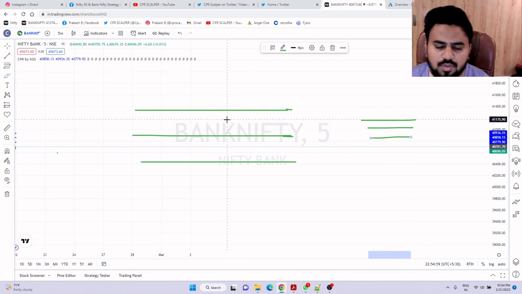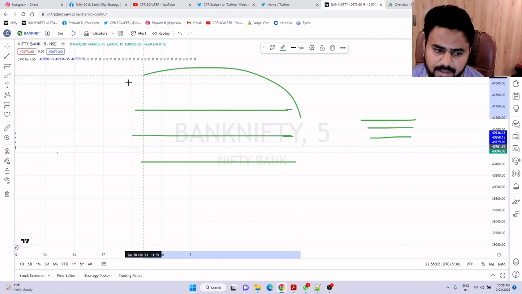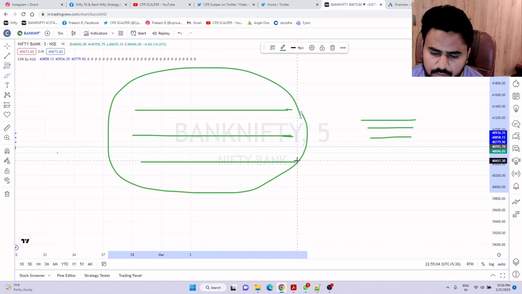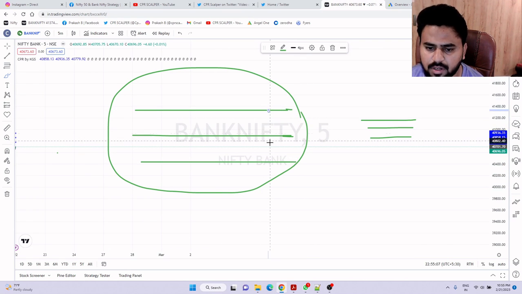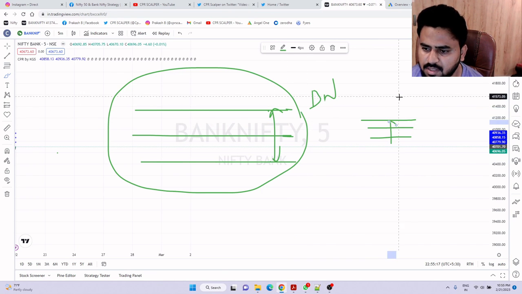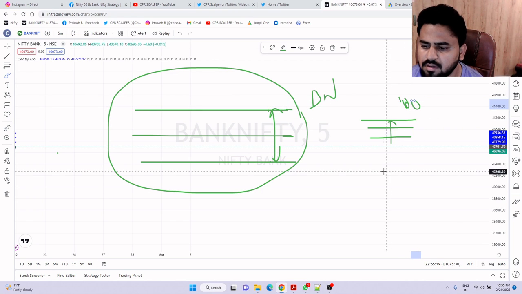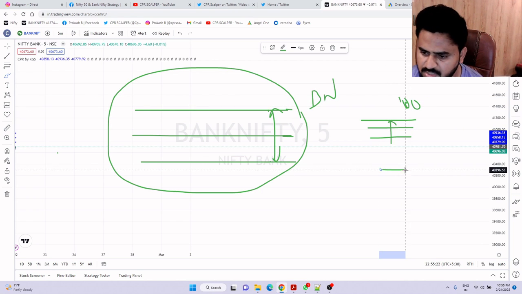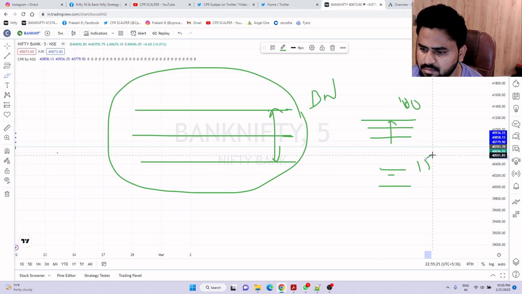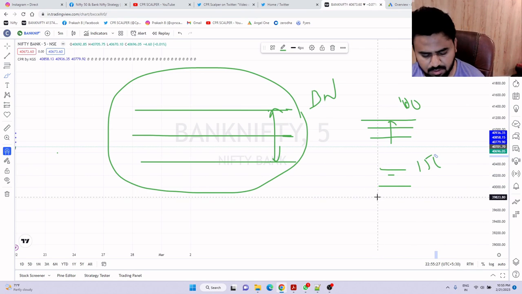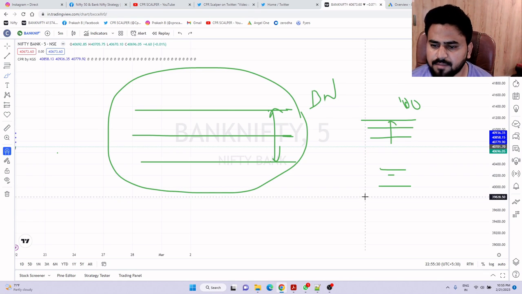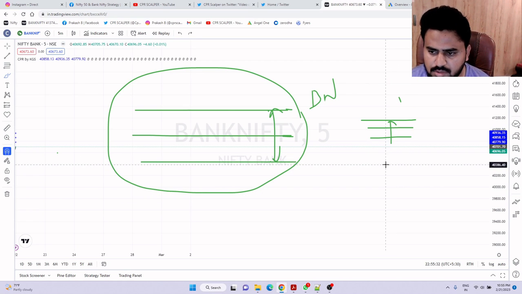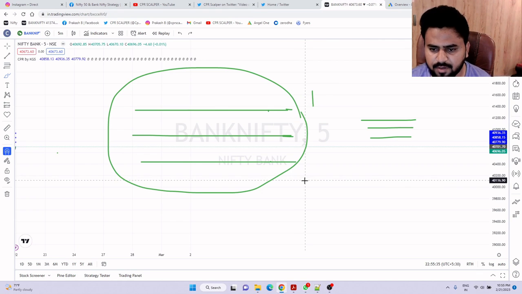Wide CPR days: wide means there will be almost above 150 or 200 points gap between top and bottom, especially in Bank Nifty. If you see more than 200 points gap, it is called a wide CPR. Narrow CPR means less than 100 points. Average CPR means 100 to 150 points. Average CPR and narrow CPR will act almost similar, and wide CPR will have a different behavior.